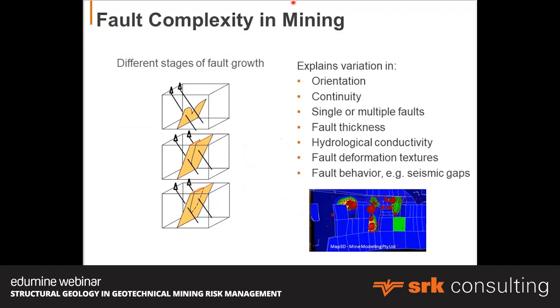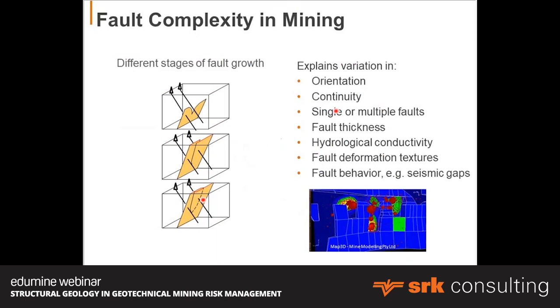So here, this process of segmentation, growth, and then overlap and linkage really explains the variation we see. For example, when drilling, here we can see two holes drilling for the same fault. One intersects it, one does not. Here, one intersects one fault. Here, it intersects two faults. In this case, a thin fault and a much thicker fault. These can all be part of the same fault system.